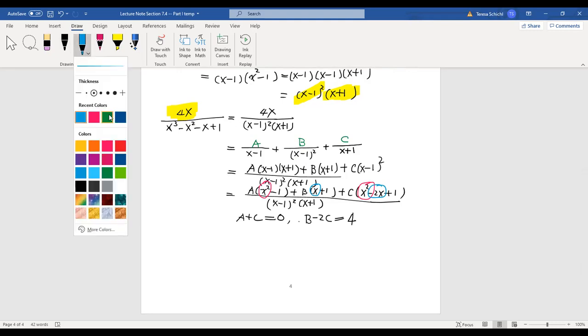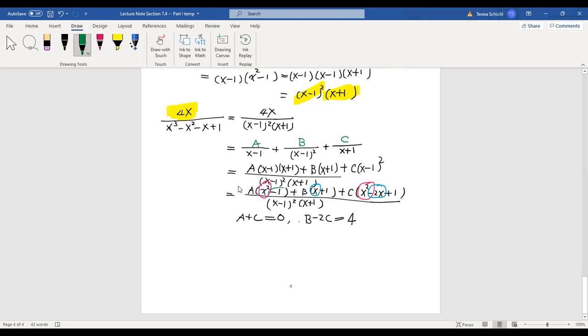So the last term, what is the last term I have here? It's a constant term, right? So this is negative 1. Oh, I got a constant. Oh, I got a constant, all the 3. So this will be negative A minus B plus C. But does the numerator have a constant term? No. So this one will be equal to 0.